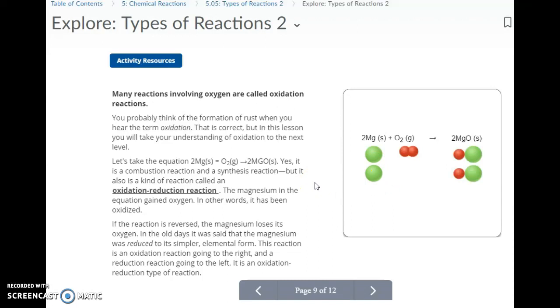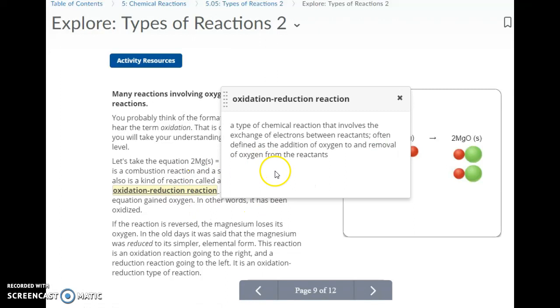The magnesium in the equation gained oxygen. In other words, it has been oxidized. An oxidation reduction reaction equals, make sure it's in your notes, a type of chemical reaction that involves the exchange of electrons between reactants, often defined as the addition of oxygen to and removal of oxygen from the reactants. Really there's two different definitions. We can talk about it in terms of oxygen being added or taken away. The more correct definition is we talk about which one of the reactants is gaining electrons and which one's going to lose electrons.